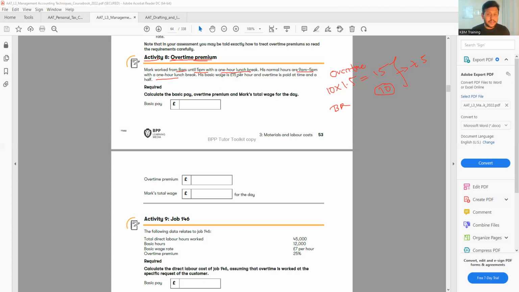His basic wage is £15 per hour. So normally if he works 1 hour, he gets £15. Overtime is paid at time and a half. Time and a half means 15 times 1.5. It will be more than the basic rate. So the overtime rate will be 15 times 1.5. How much will our overtime rate be? 22.5.